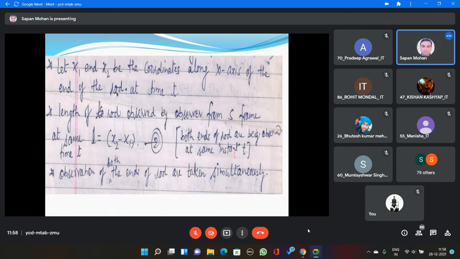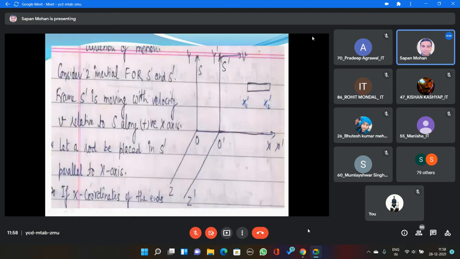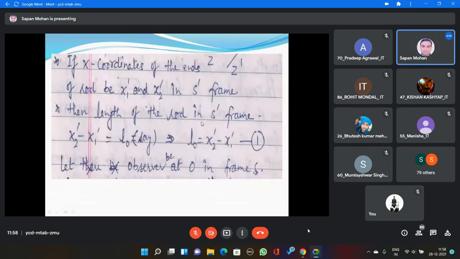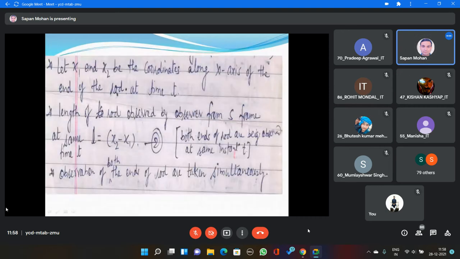Clear? So from this frame, the observer measures x2 dash minus x1 dash, the length of this. From this frame, the observer observes x2 minus x1. Observations of both ends of the rod are taken simultaneously, because the measurement has been taken at different places.